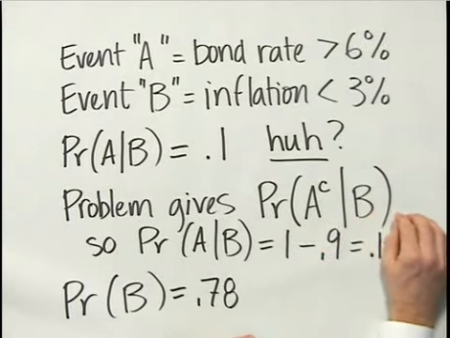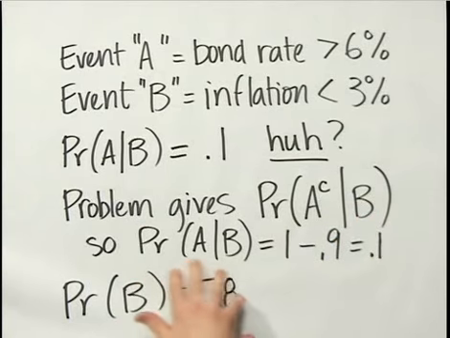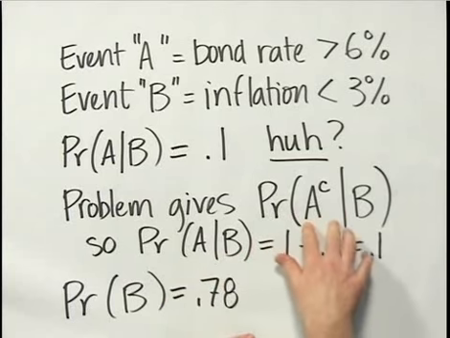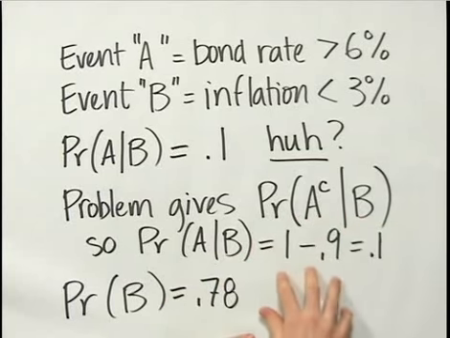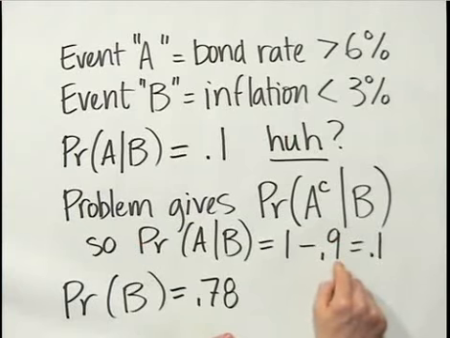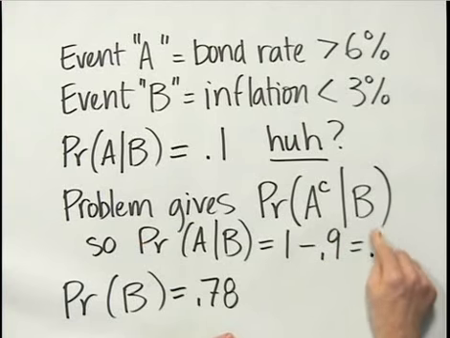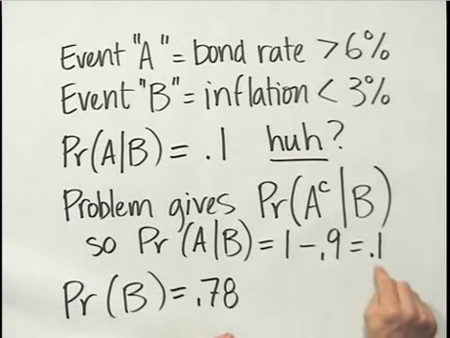In other words, we were given the probability that bond rates would be below 6% given that inflation was below 3%. So I can always find the probability of A given B if I have the probability of A complement given B, because it's just 1 minus the probability of A complement given B. That's how I got that 0.1. I took the total probability, which is 1, minus the probability of A complement given B. In other words, the probability that the bond rate would be below 6% given that inflation is below 3%. And that gives me the probability that the bond rate would be above 6% given that inflation is below 3%.